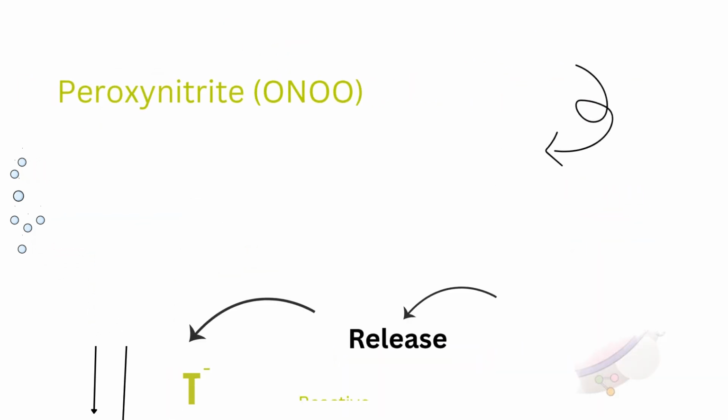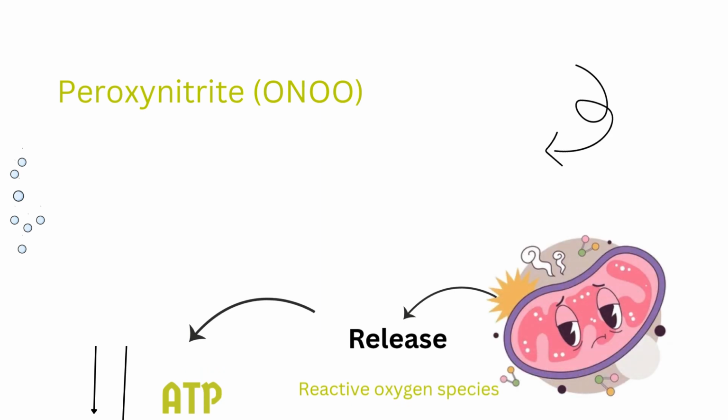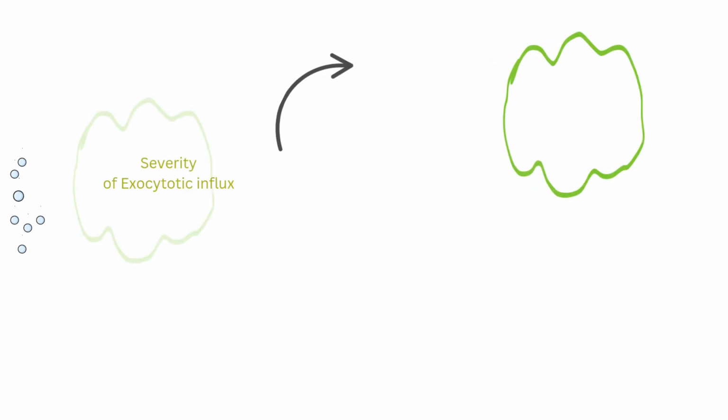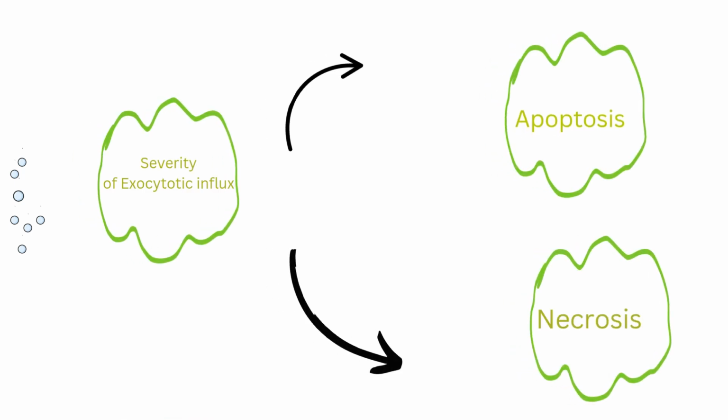The peroxynitrite disrupts mitochondrial function and triggers the release of reactive oxygen species, ROS, and results in lower ATP. Depending on the severity and duration of the excitotoxic insult, neurons can die through apoptosis, programmed cell death, or necrosis, cell death due to injury.